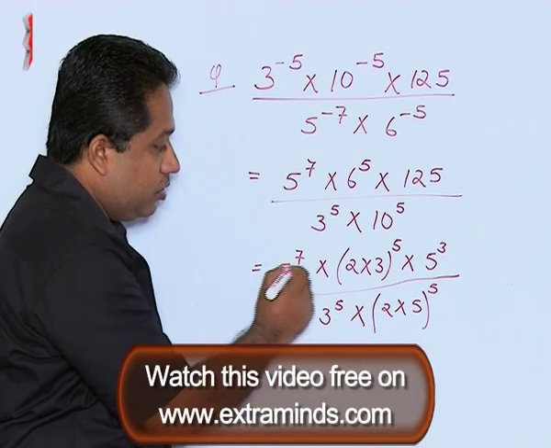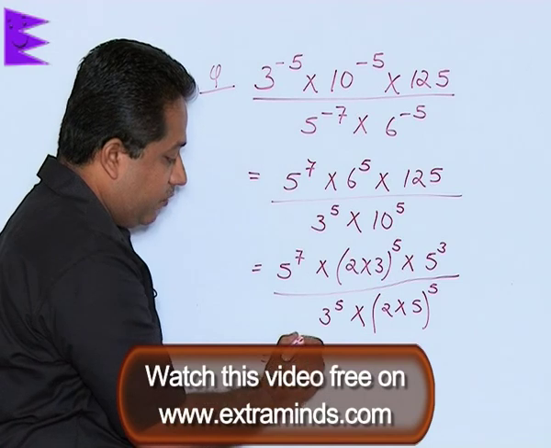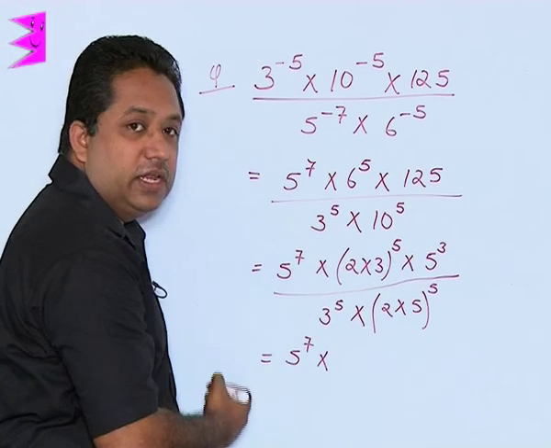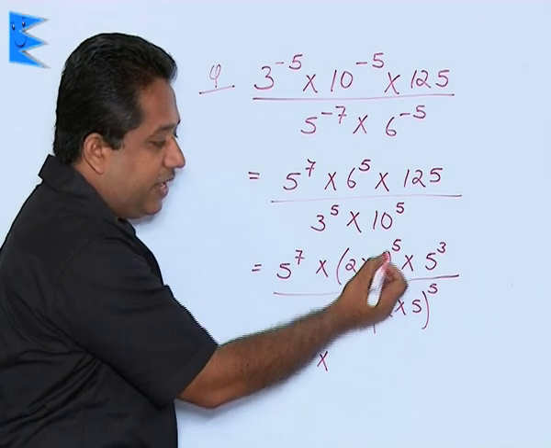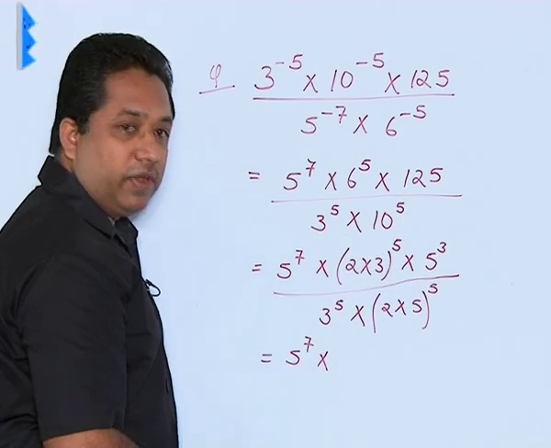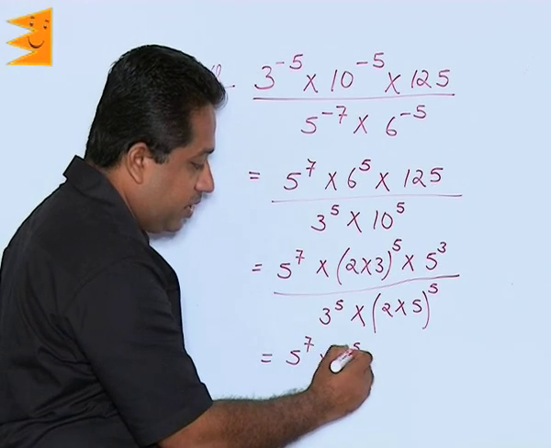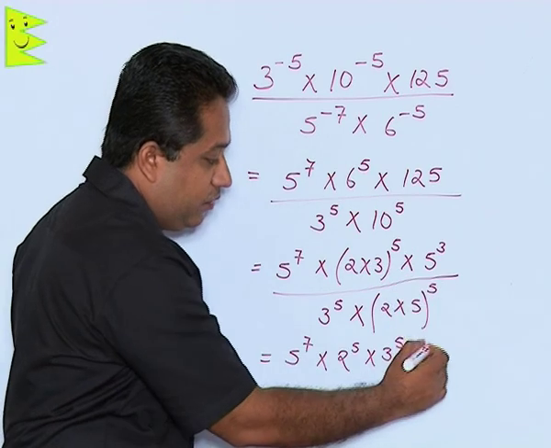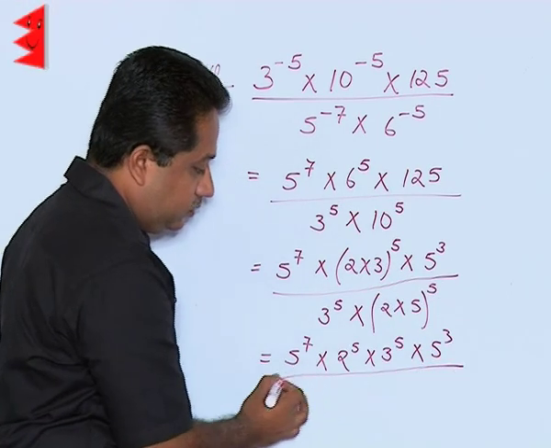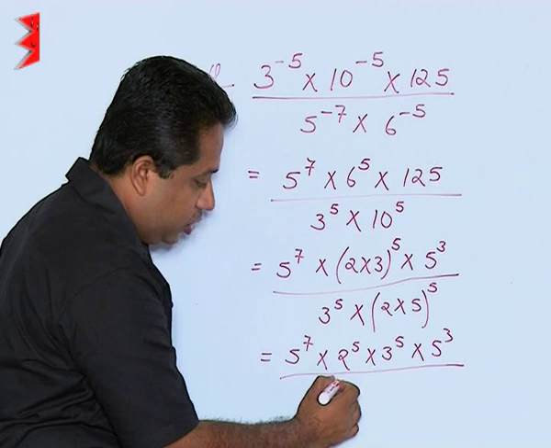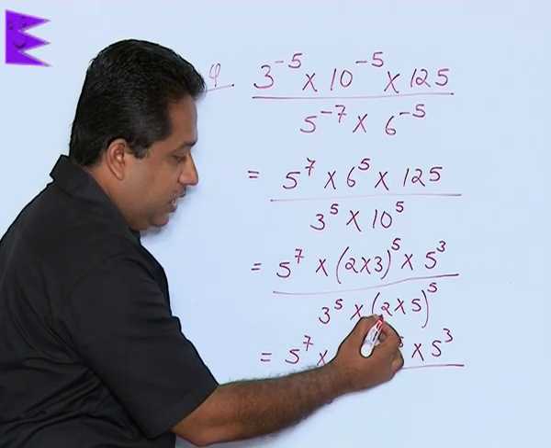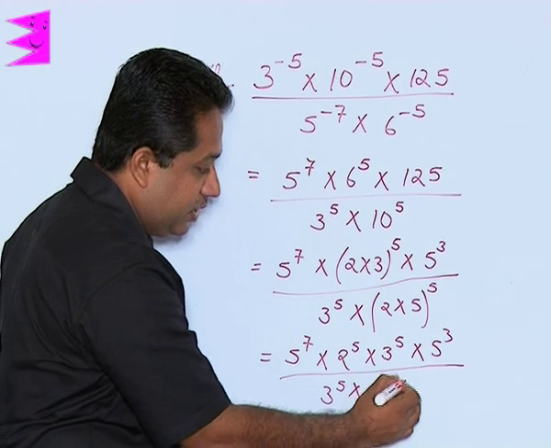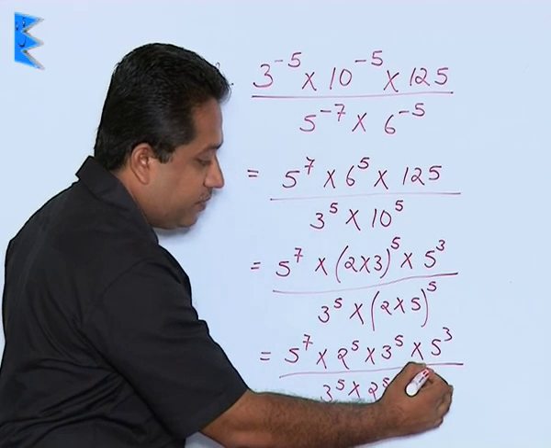Next step, what we are going to do is open the bracket. So this will become 5 to the power 7 into 2 and 3 whole to the power 5, means 2 also is raised to the power 5 and 3 is also having power of 5. So this will be 2 to the power 5 into 3 to the power 5 into 5 to the power 3 as it is, upon 3 to the power 5 here, into 2 into 5 to the power 5, means 2 to the power 5 into 5 to the power 5.